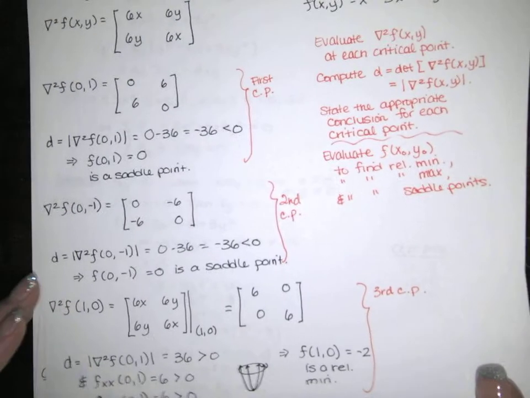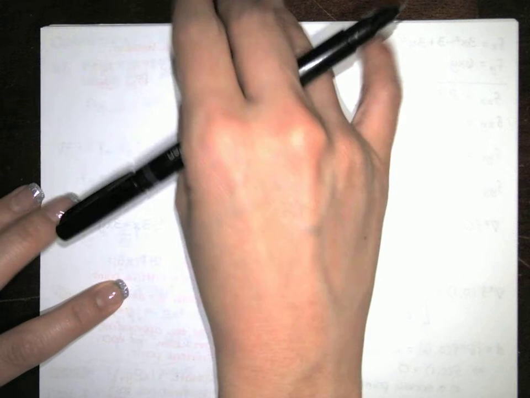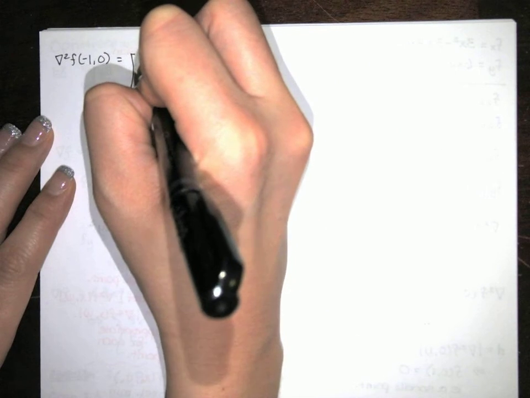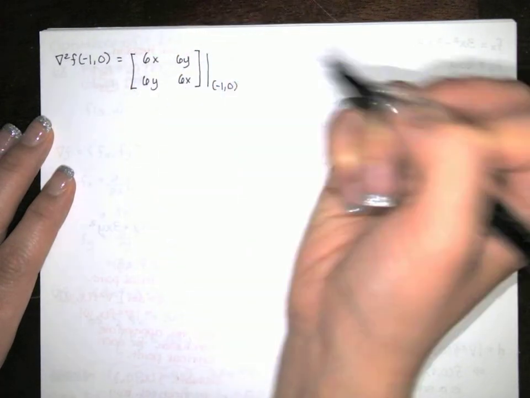And now we want to do the same thing for our final and last critical point. Of course, it's final and last. Final critical point. Our final critical point was x equals negative 1, y equals 0. So we're evaluating this matrix again at the critical point negative 1, 0.